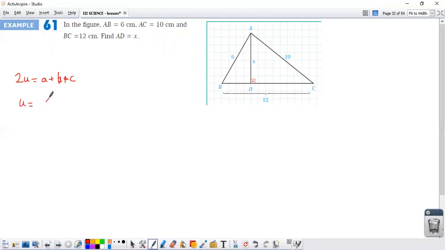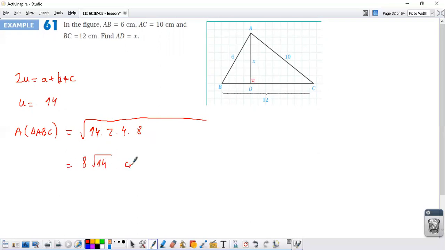u will be 14, and the area of triangle ABC is the root of 14 times (14 minus 12), 2, times (14 minus 10), 4, and the last side is 6, which gives 8. So it's going to be 8 root 14 centimeters squared. That is the area. And we also have another approach to find the area of triangle ABC.